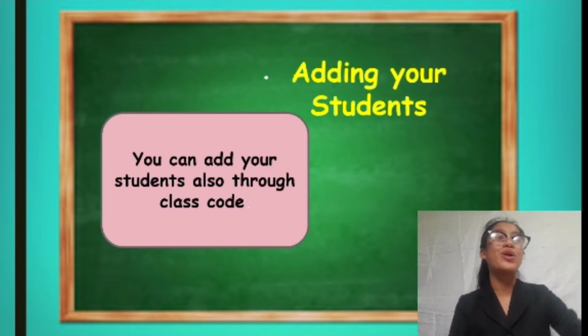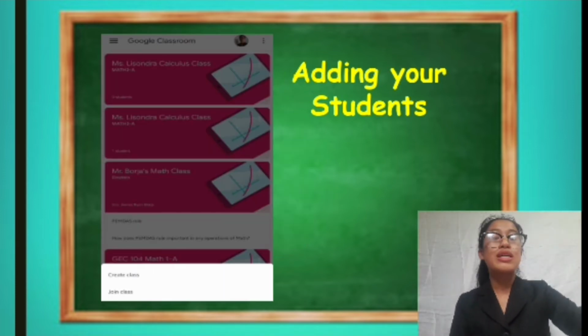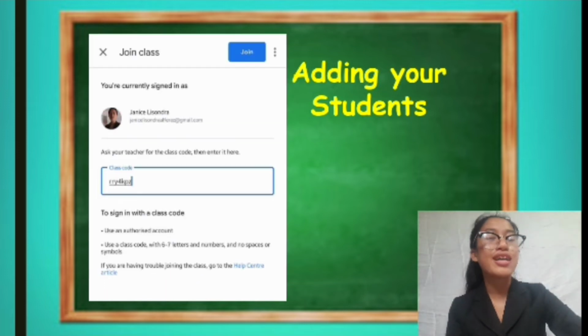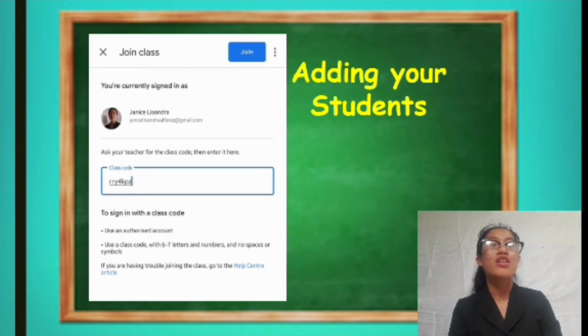So for example, in the Google Classroom, you can see Create class or Join class. As a student, you are joining a classroom, so you're going to click Join class. Once you have clicked that, you will be directed to this feature, where you will see the class code. Your teacher will be the one who provides the class code. Those who create the Google Classroom will provide the code of their classroom.